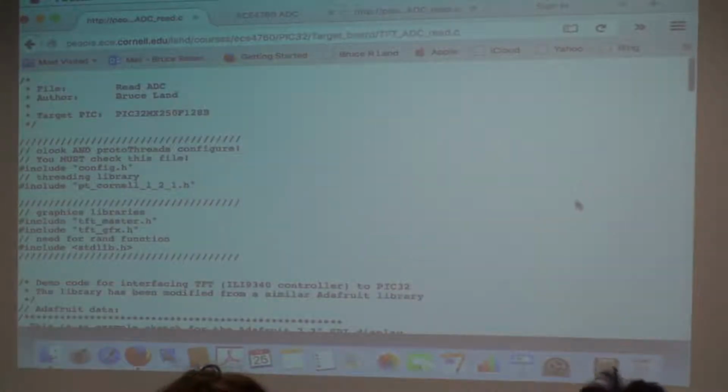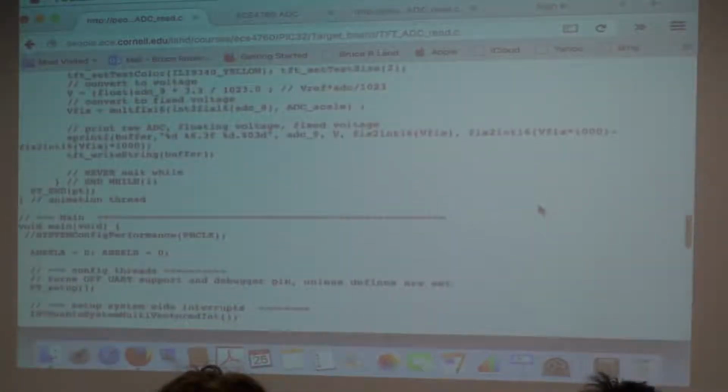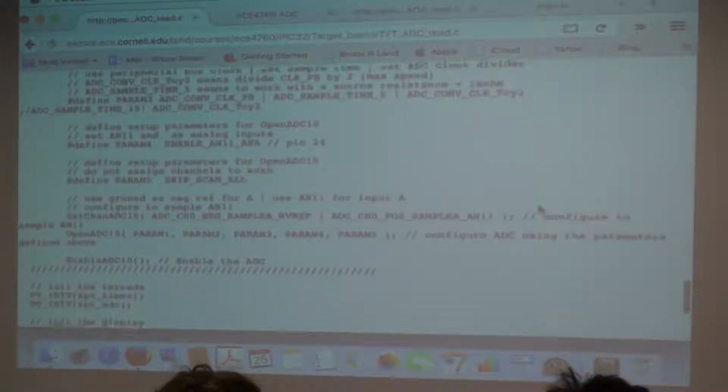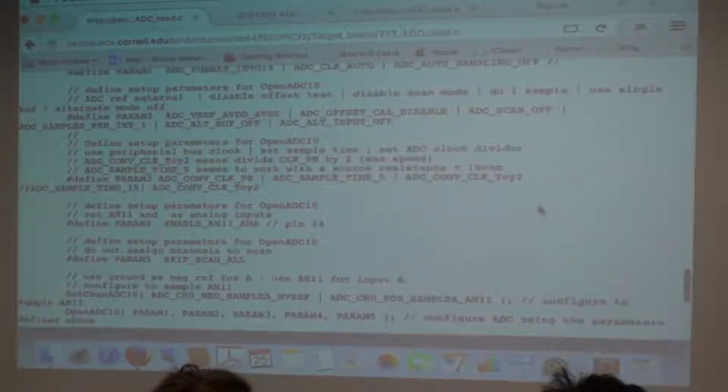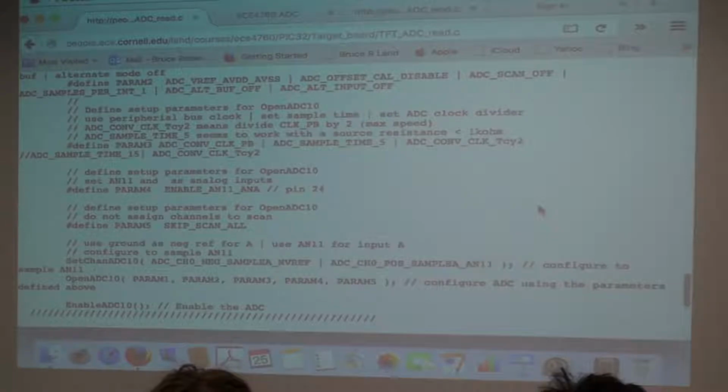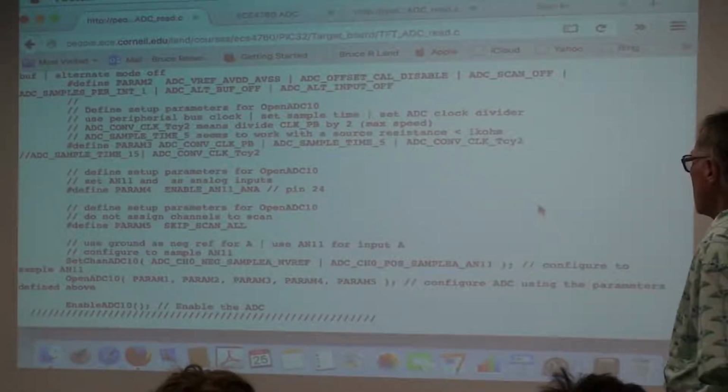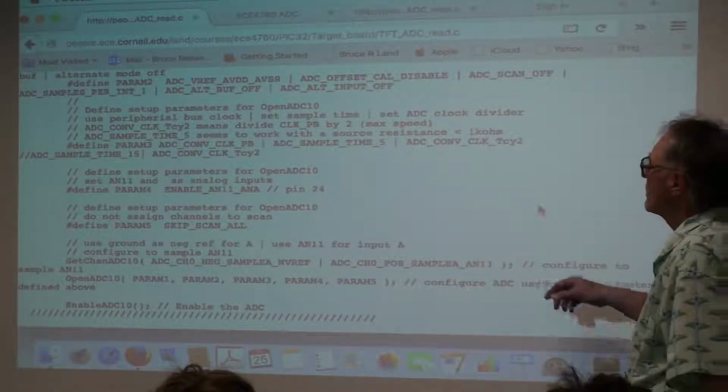So, example: you basically set up like five different parameters. Yeah, it's a mess. In parameter 3 there was one that confused me: ADC sample time 5. Right in the middle. Yeah.